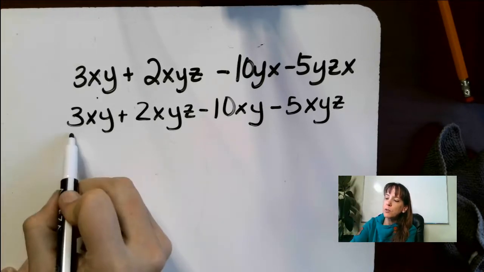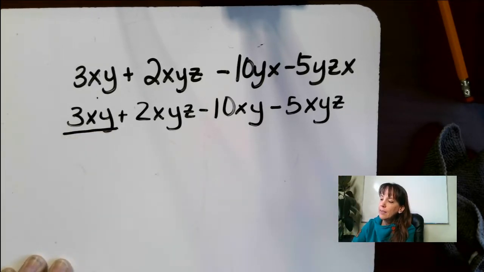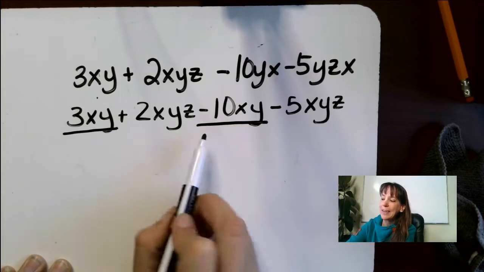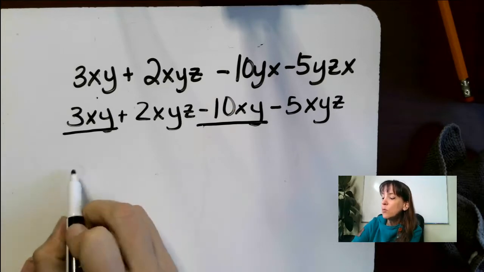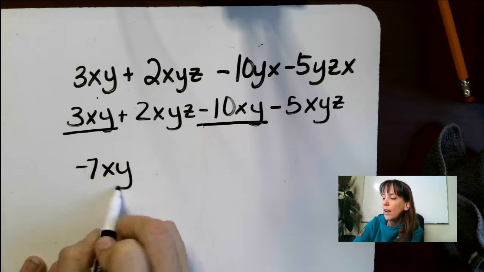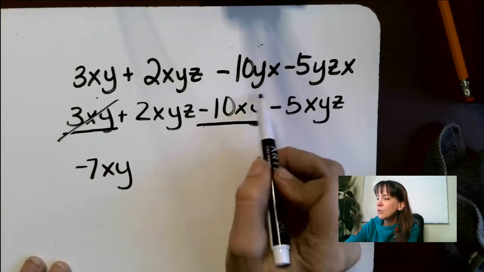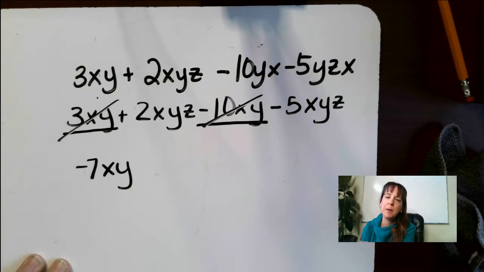Now, I'm going to start with this first one. I have 3xy. Over here, I have negative 10xy. Again, make sure that you're underlining that operation. 3 and negative 10 will give us negative 7xy. Super satisfying. Cross those puppies out. Now, don't scratch them out. You want to be able to read them just in case you make a mistake.